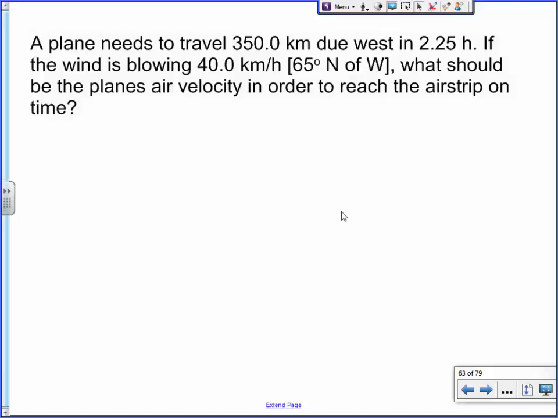What we need to calculate, I don't have the color, so I do this green over here. What we need to calculate now is, what does the plane actually have to travel? This green right here would be the plane's velocity. Does that make sense? The plane is actually going to have to head a little bit kind of south, because it needs to compensate for the fact that the wind is going to push it this way.